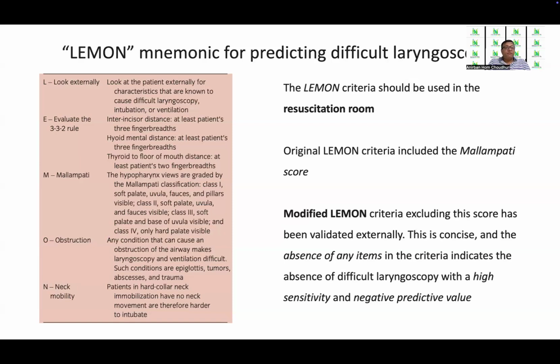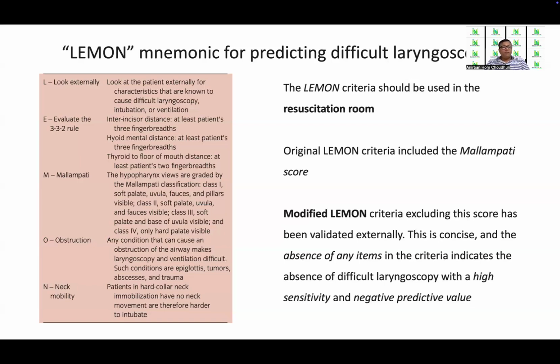So the next alphabet is M. M is Mallampati. Mallampati again is well known to all anesthesiologists. The hypopharynx views are graded by this classification, where class 1 is visualization of soft palate, uvula, fauces, and pillars. Class 2 means visibility of soft palate, uvula, and fauces only. Class 3, where the soft palate and the base of the uvula are visible. And in class 4, only the hard palate is visible.